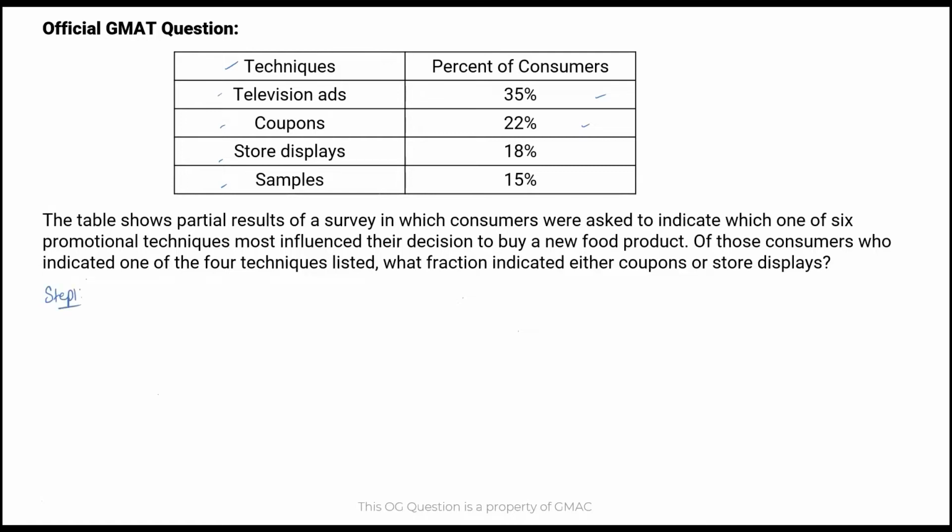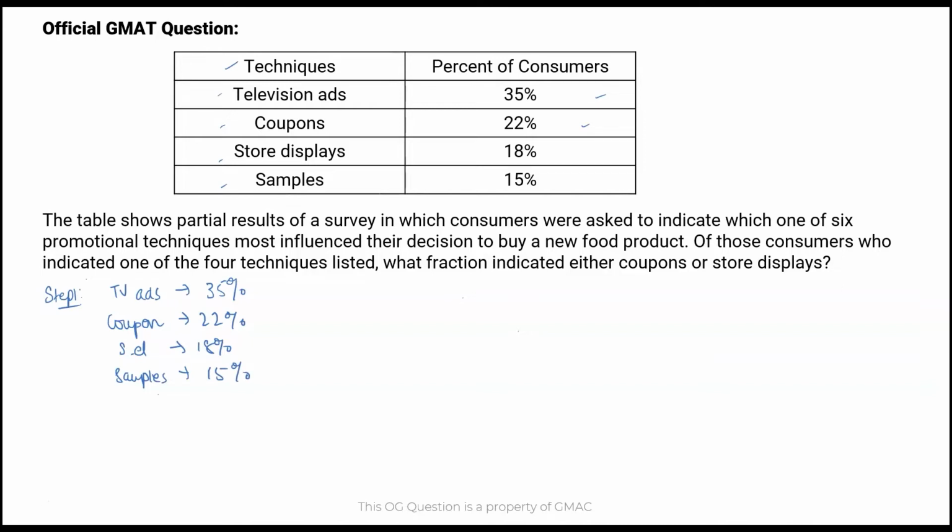Step 1 is writing down the information. We have television ads influence 35% of consumers. Coupons influenced 22% of consumers. Store displays influence 18% of consumers, and samples influence 15% of consumers. So this is the data that we get from the question.